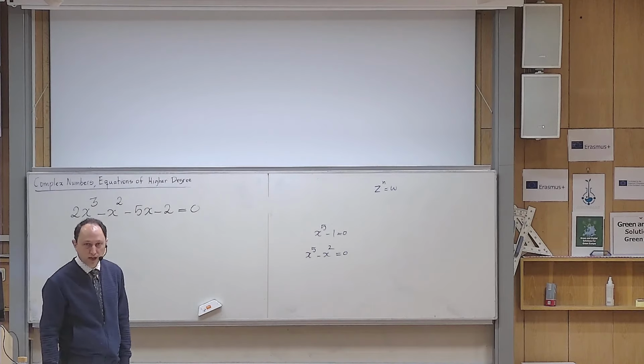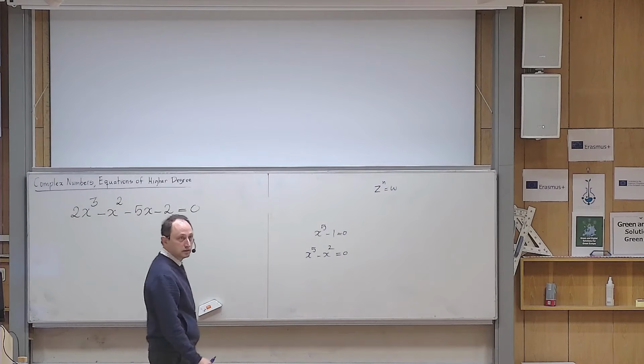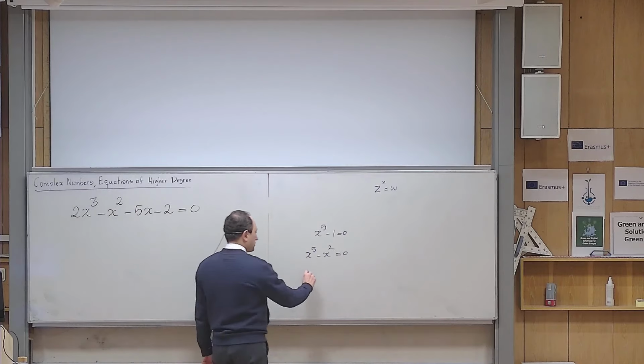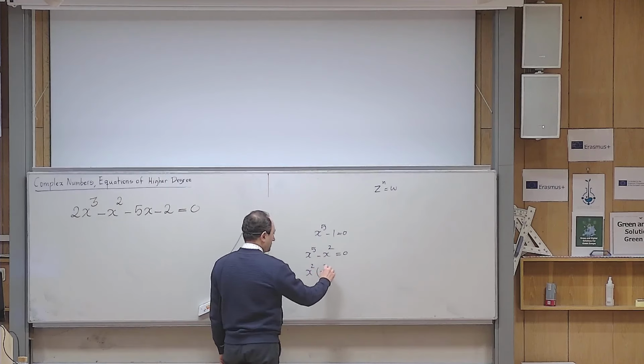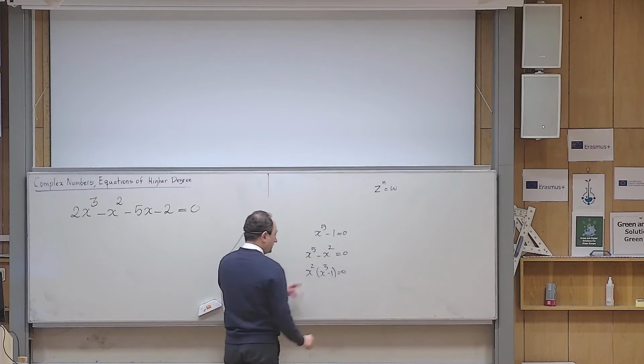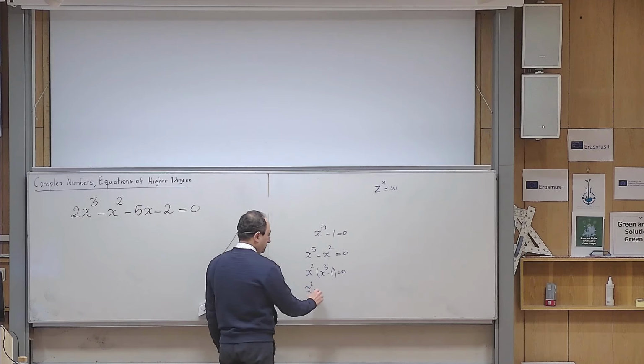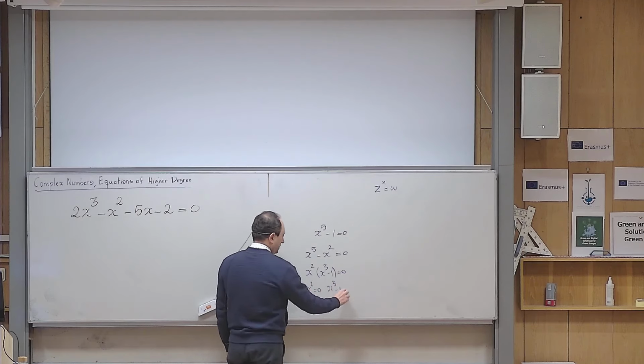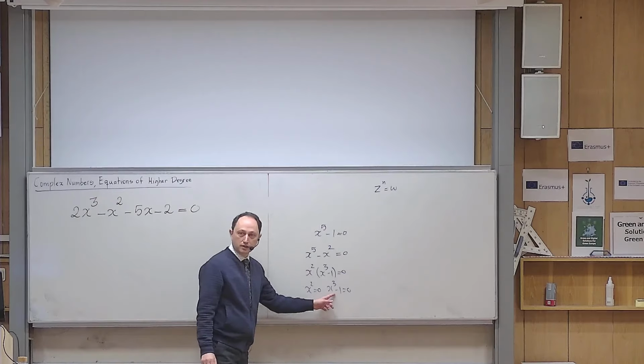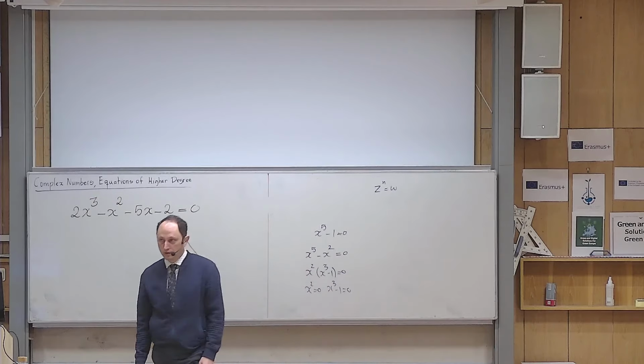Why can we solve it? How can we solve it? You have to factorize. So x to the power of 2 times (x to the power of 3 minus 1) is equal to 0. Either the first one is 0 or the second one is 0. You can solve this and you can solve that. So you can solve the fifth degree equation here as well.